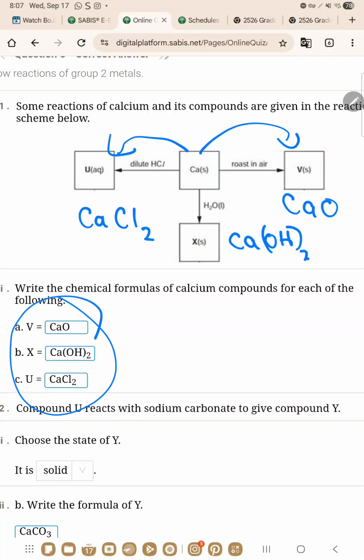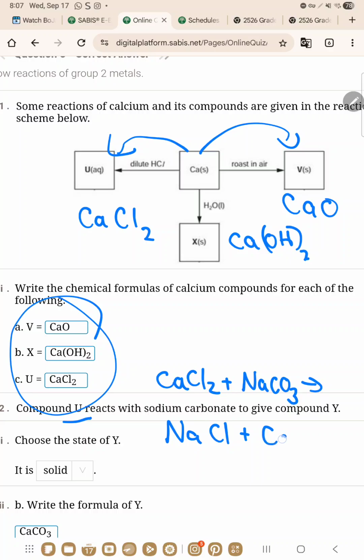CaCl2, by the way. Now, why? Oh yeah. So compound U, aka CaCl2, reacts with sodium carbonate, NaCO3, to give a compound Y. So it's most likely going to be NaCl plus CaCO3. Now, choose the state of Y. They're never going to be talking about this. They're always going to be talking about this one, okay? So compound Y is CaCO3.